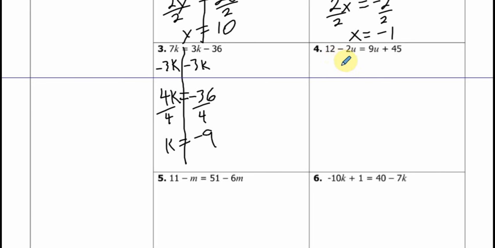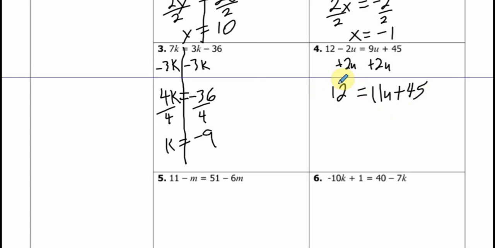Opposite of minus 2u is plus 2u. So plus 2u, plus 2u. Minus 2u and plus 2u cancel. Make sure you bring down your 12. It hasn't gone anywhere. It is still there. Bring your equals sign straight down. 9u plus 2u, that is 11u. Make sure you bring down that plus 45. It hasn't gone anywhere. Okay.